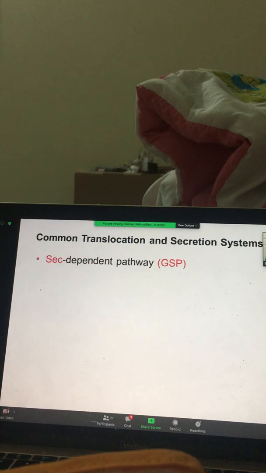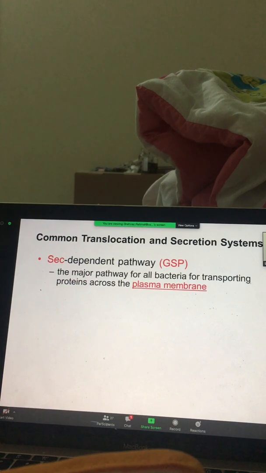So there are some common translocation and secretion systems. We'll discuss each one of them separately. The first one we're going to talk about is the SEC-dependent pathway. This is also called a GSP, or the general secretion pathway. It is dependent on a protein called SEC. This is the major pathway for all bacteria for transporting proteins across the plasma membrane. It operates at the plasma membrane, and most of the proteins will use this pathway to get across the cytoplasmic membrane. Okay.